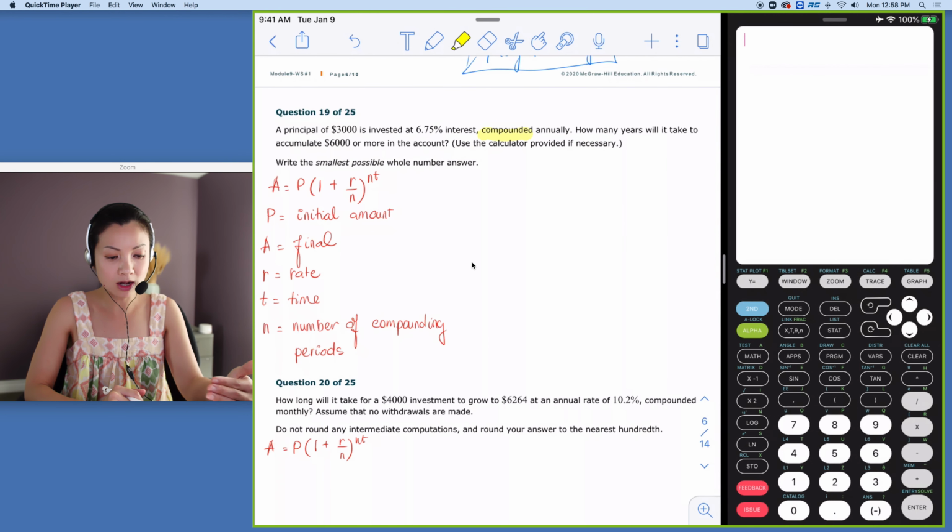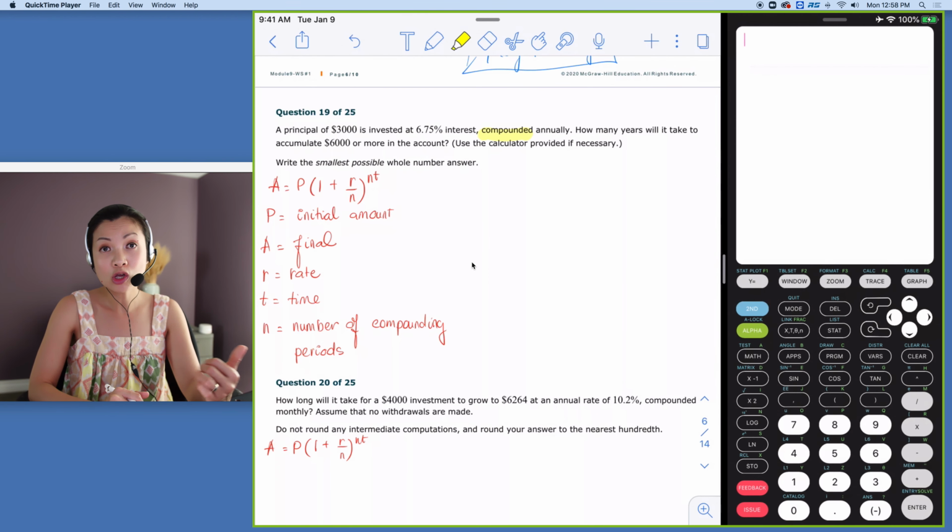And you see right there, I put P is the principal, which is the initial amount. A is the final amount. R is rate, T is time, and N is the number of compounding periods. So for N, when they compound it annually, that means N is 1. Semi-annually, N is 2. Quarterly, N is 4. Monthly, N is 12. So that's pretty much how many times they calculate the interest.